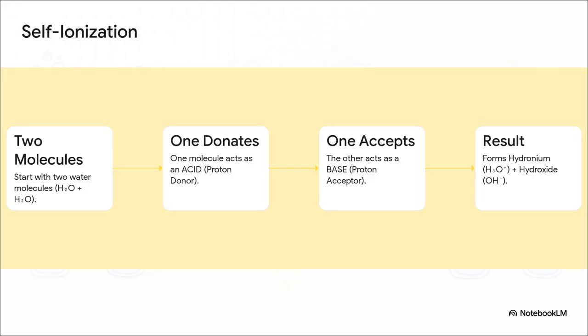So here's how it works. You have two water molecules that meet up. One of them acts as the acid and donates a proton. The other one acts as the base and accepts it. And boom, that simple little exchange transforms them into two brand new ions, hydronium and hydroxide.